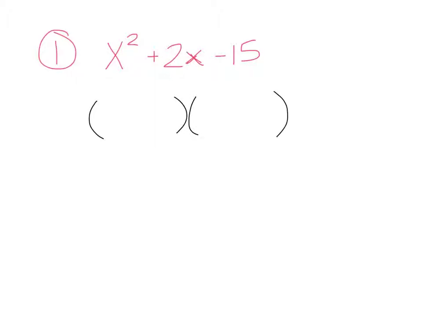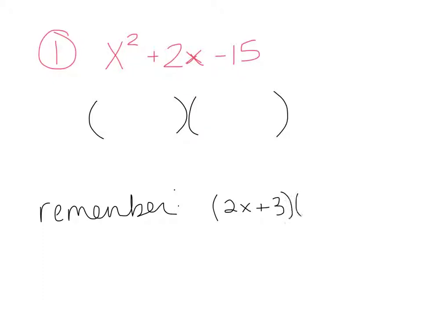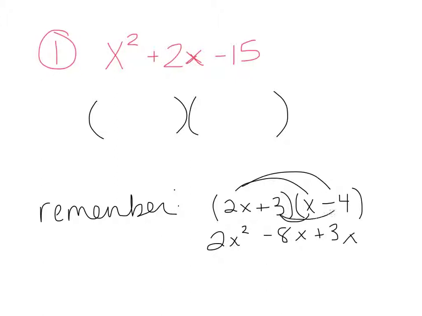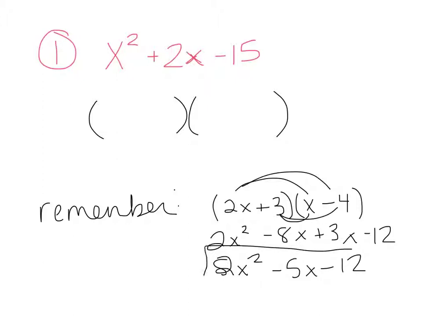So remember how in the past, or on the last formative, we had something like 2x plus 3 times x minus 4. And we distributed that all together to get 2x squared minus 8x plus 3x and then minus 12. And then we combined our like terms to get 2x squared minus 5x minus 12. So that was our final answer on the last formative.